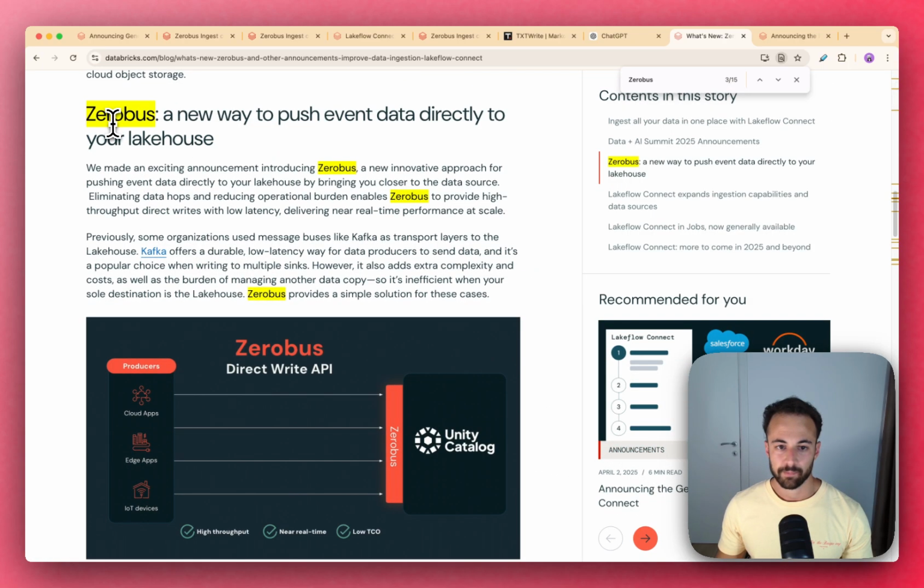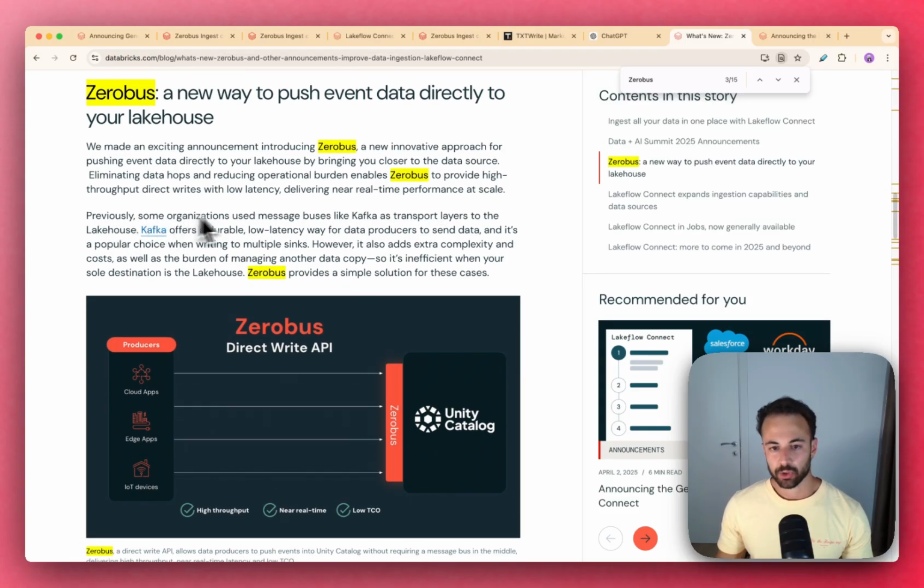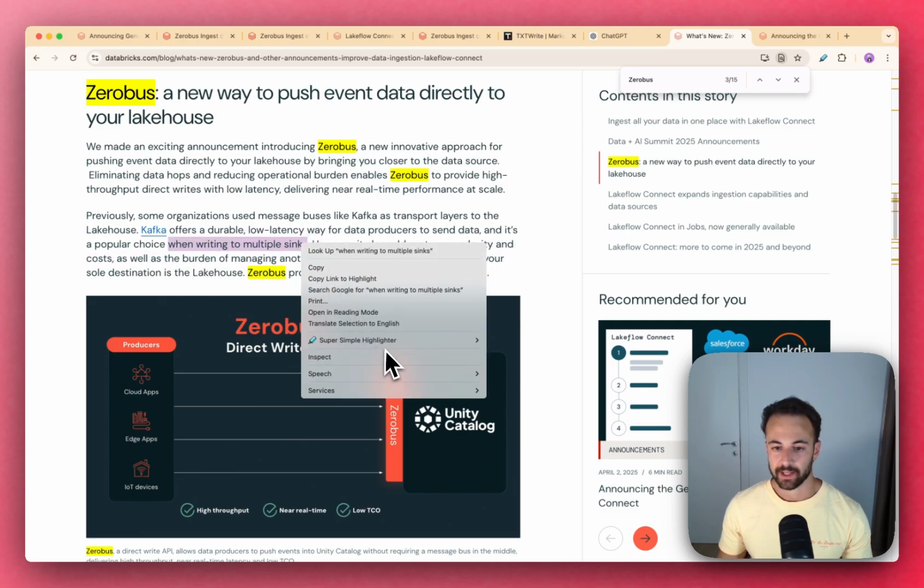So if we go down here, we made an exciting announcement introducing Zerobus, a new innovative approach for publishing event data directly to your lakehouse by bringing you closer to the data source. Eliminating data hops and operational burden enables high throughput, direct writes, low latency, yada yada yada. Previously, some organizations used message buses like Kafka as transport layers to the lakehouse. Kafka offers a durable, low latency way for data producers to send data, and it's a popular choice when writing to multiple sinks, which is entirely correct.